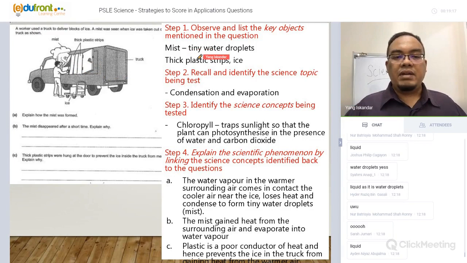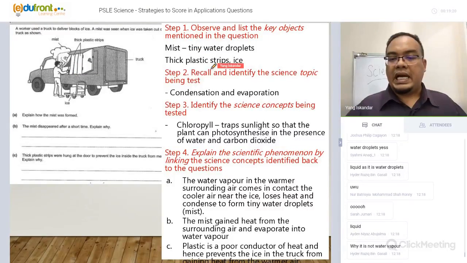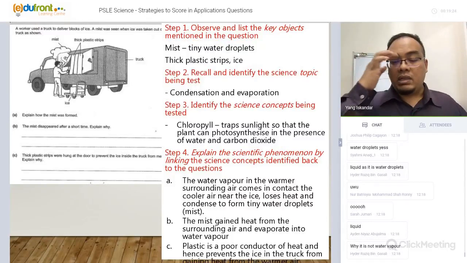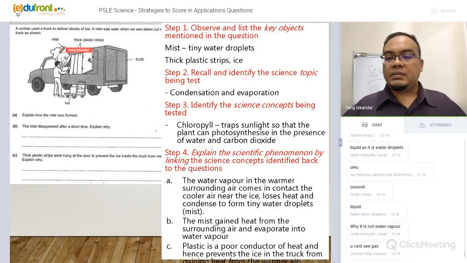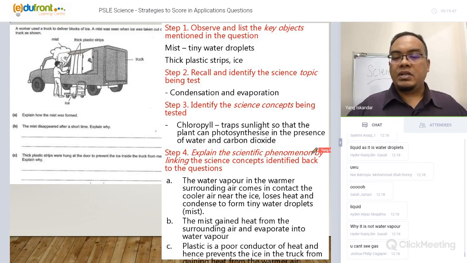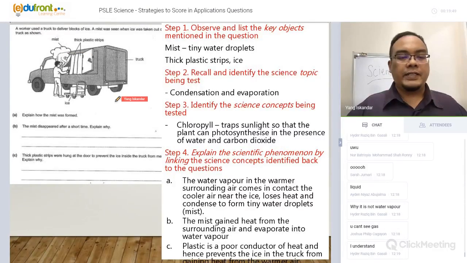Now, Haider asks, why is it not water vapor? Water vapor is a gas, and you cannot see water vapor. Likewise, for steam, you cannot see steam. Water vapor and steam are in gas state. But the mist that you can see is not gas. This is tiny water droplets. So this is a common misconception. All right, Joshua, very good. You can't see gas, correct.